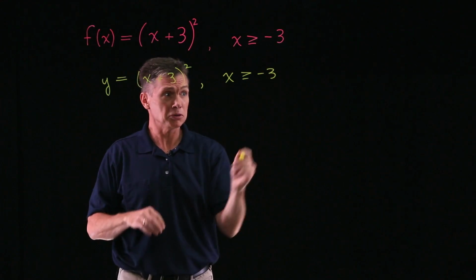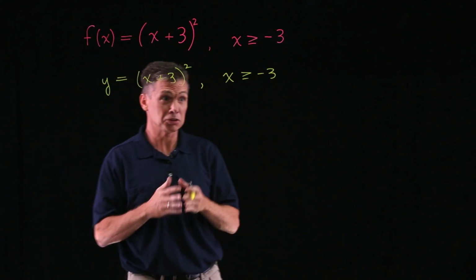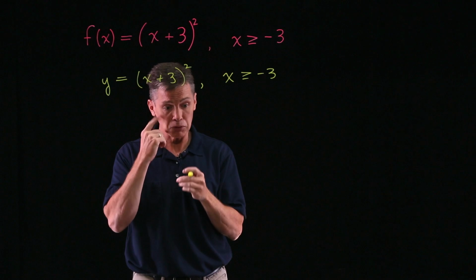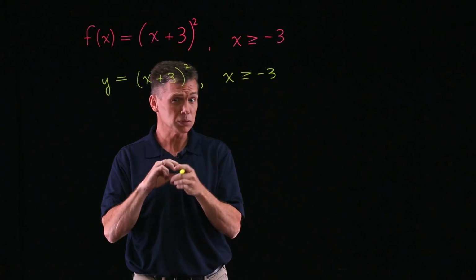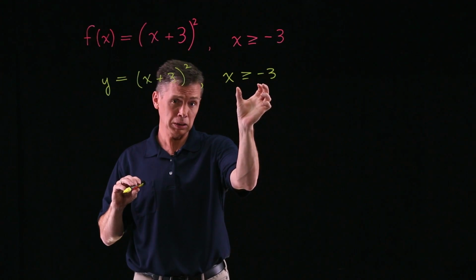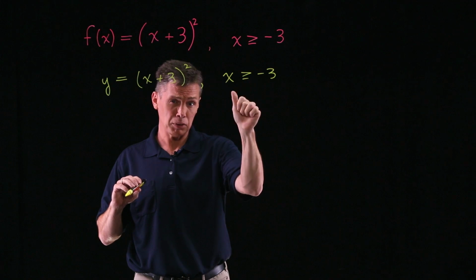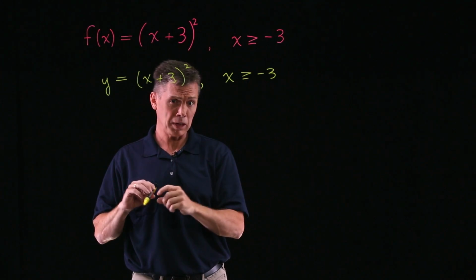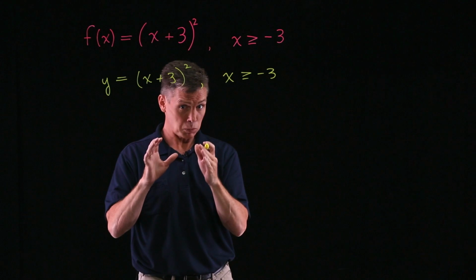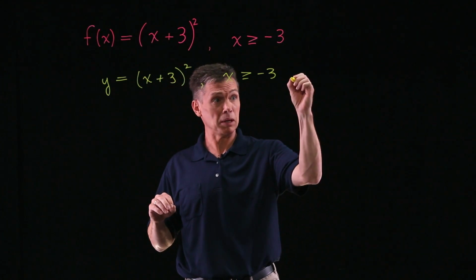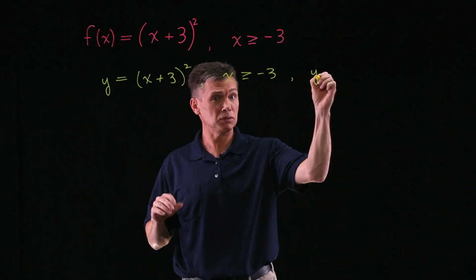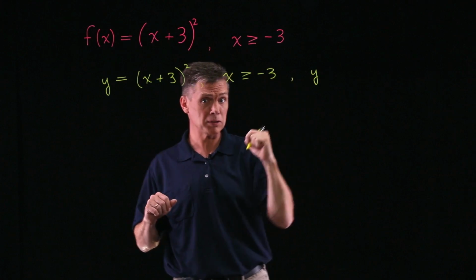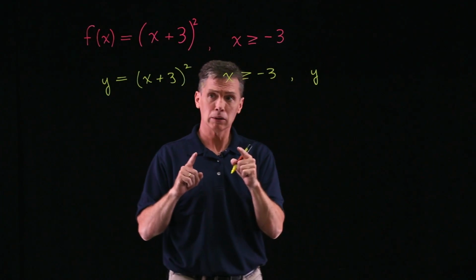But I'm also going to ask you to join me here to stop and think a little bit about what's going on with the y values. If they give us this restricted domain where x is only negative 3 or bigger, let's think about what's going to happen with the y values. Because what I want is some kind of statement about the y's similar to what I have with this statement about the x's. You'll see why.